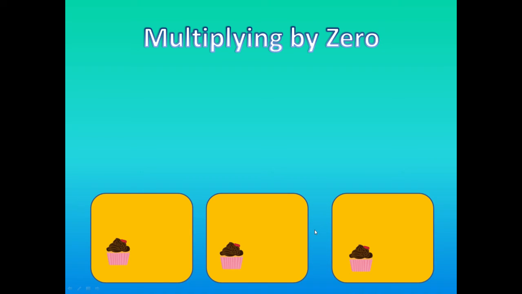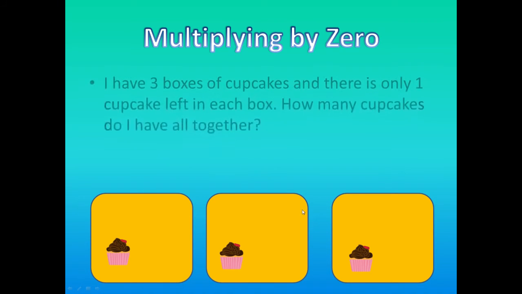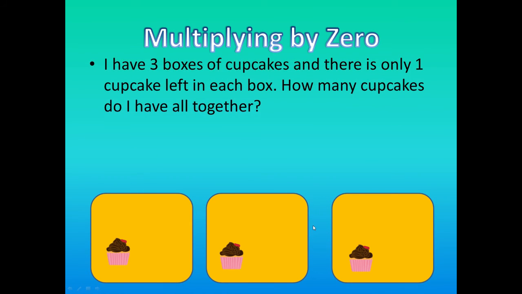Alright, we're running out of cupcakes here, so now I have 3 boxes of cupcakes, and there's only 1 cupcake left in each box. So how many cupcakes do we have altogether now? And that is 3 times by 1 equals what?